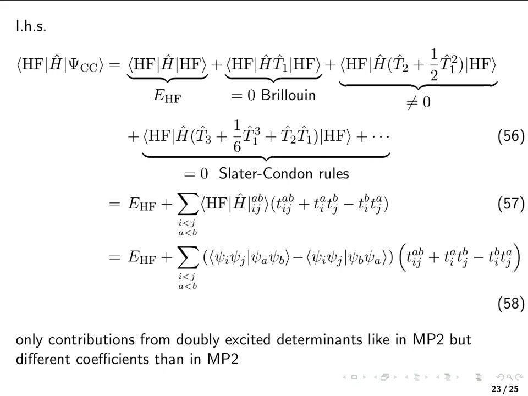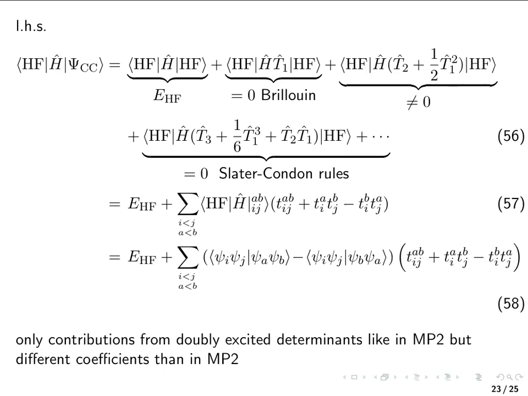But Slater-Condon rules say that if I have Hartree-Fock, Hamiltonian, and triply excited determinants, these are all 0, because there's a difference in more than 2 orbitals between the two determinants, and that correspondingly applies to all the higher terms. Which means the only thing which survives here are the doubly excited determinants. And there's no approximation in that. That's just a consequence of the fact that we have projected against Hartree-Fock, the expansion of the coupled cluster wave function, and of course the Slater-Condon rules.